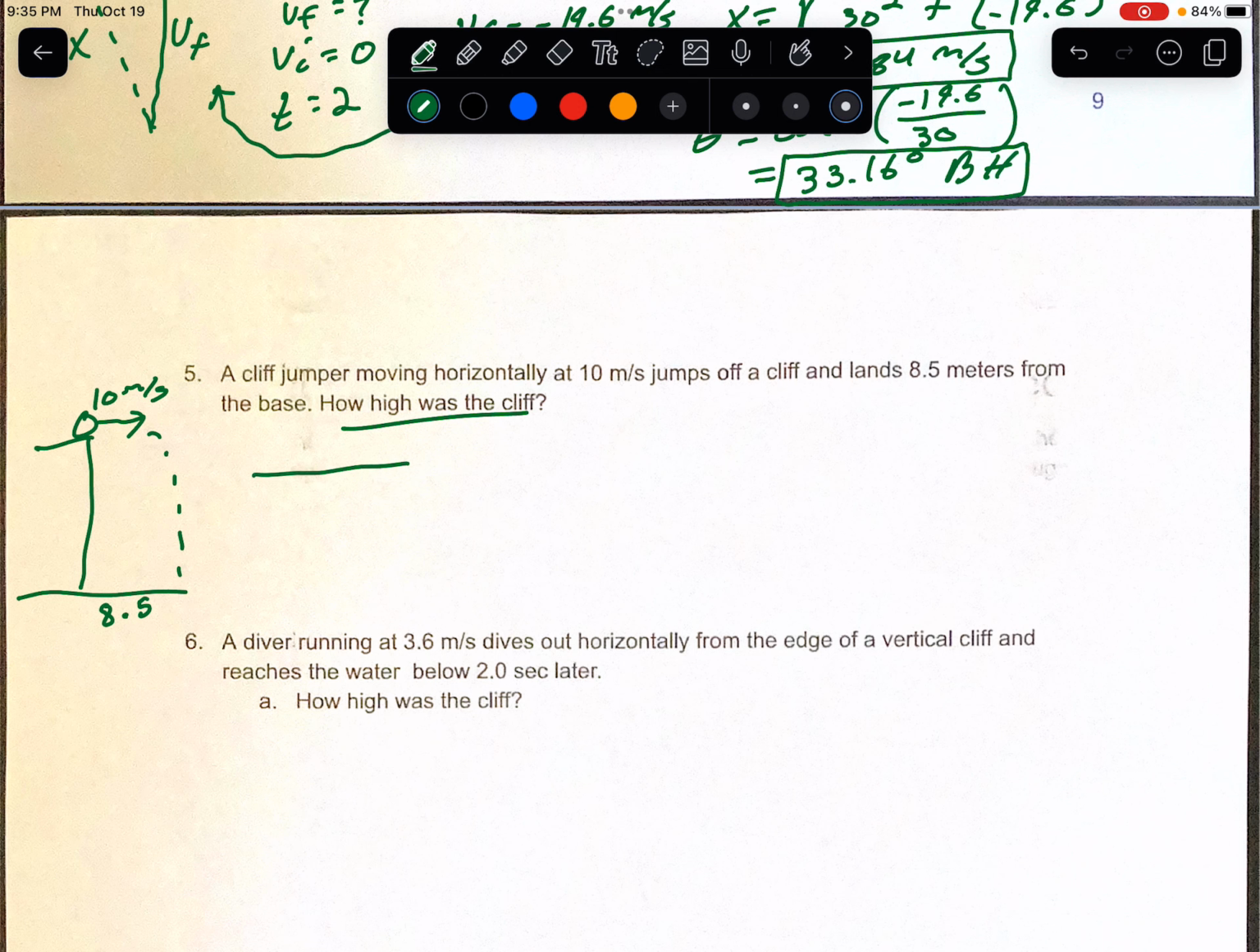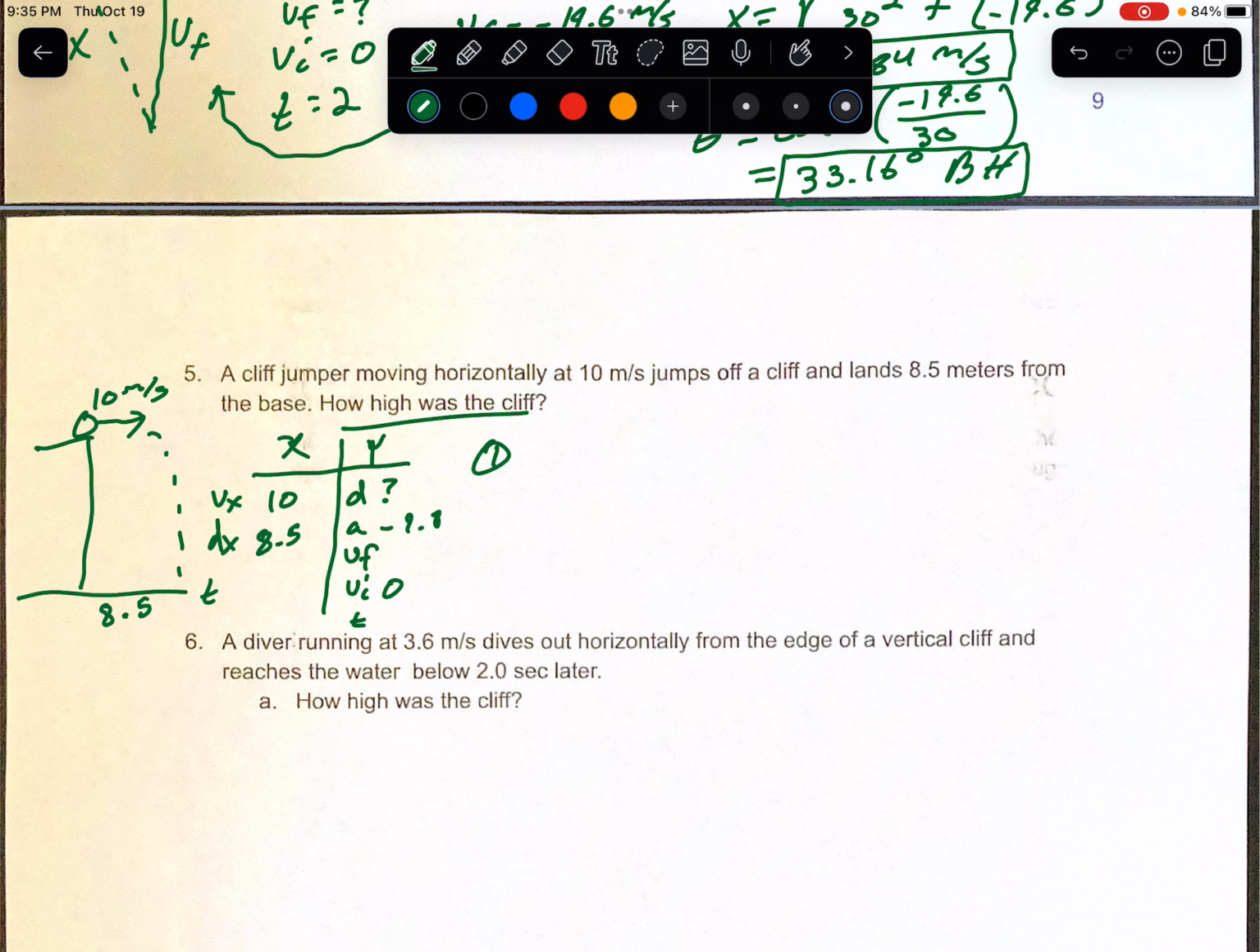So what we're going to do is set up our T-chart. So Vx, dx, t, and Daffy T. Vx is 10, we already got that. dx is 8.5. Time, I don't have it, but I'm pretty sure we're going to have to solve for it. It wants to know how high was the cliff, so you're looking for your vertical distance. a is negative 9.8, Vi is 0. Yep, I'm going to need to solve for this time to bring it over.